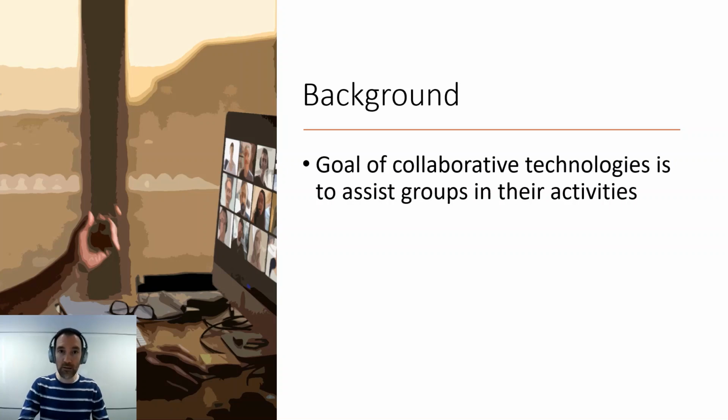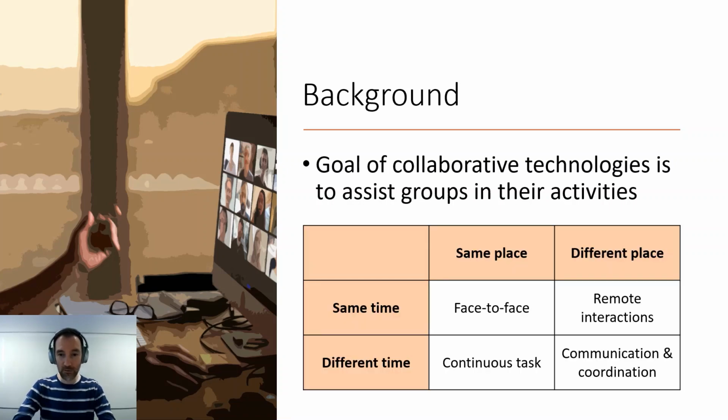Now, when we look at the differences between different people and different spaces, we can look at people being in the same place or people being in different places and collaborating at the same time or collaborating at different times. And we can fill in this table by basically writing down what each of these components mean. So face-to-face interaction is happening at the same place at the same time, where people are together in one room. So this is a synchronous interaction between individuals that are in proximity of each other.